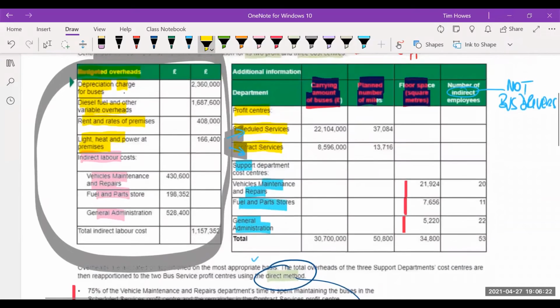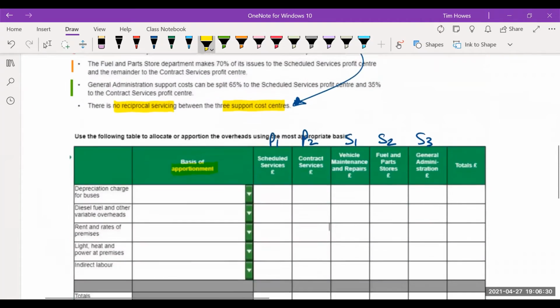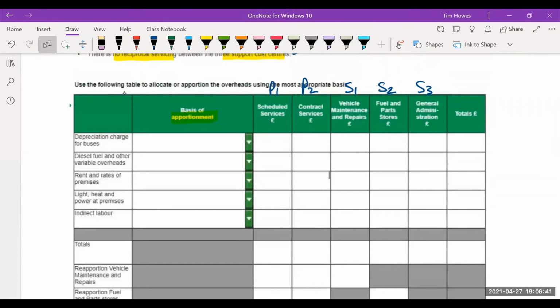What it gave you was all of these things up here: the carrying amount of the buses, the planned number of miles, the floor space, the employees, etc. But it also gave you allocated. Now, allocated is not apportioned. And I got very irritated that it said basis of apportionment here, because it should really say allocated or basis of apportionment. You can't allocate and apportion. They are different things. Anyway, that's me on my high horse getting irritated.